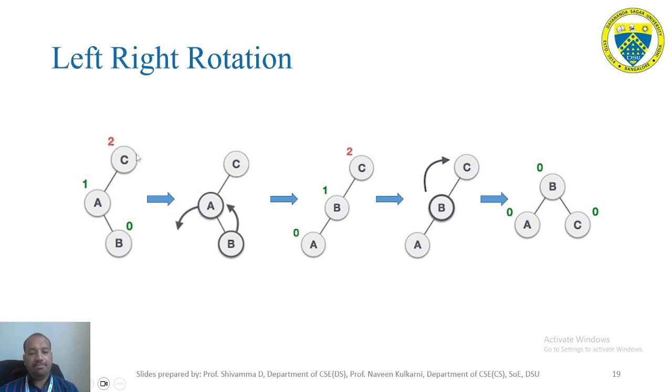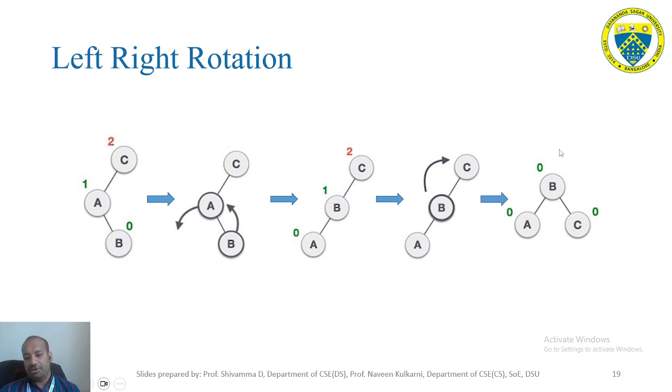We identify the imbalance and apply the left rotation. In the third, we have completed the left rotation. Once we complete the rotation, the tree looks like: root is C, the child is B, and B's child is A. Now once again, if you calculate the balance factor of this tree, it is imbalanced at node C. Once again, what you need to do is a right rotation.